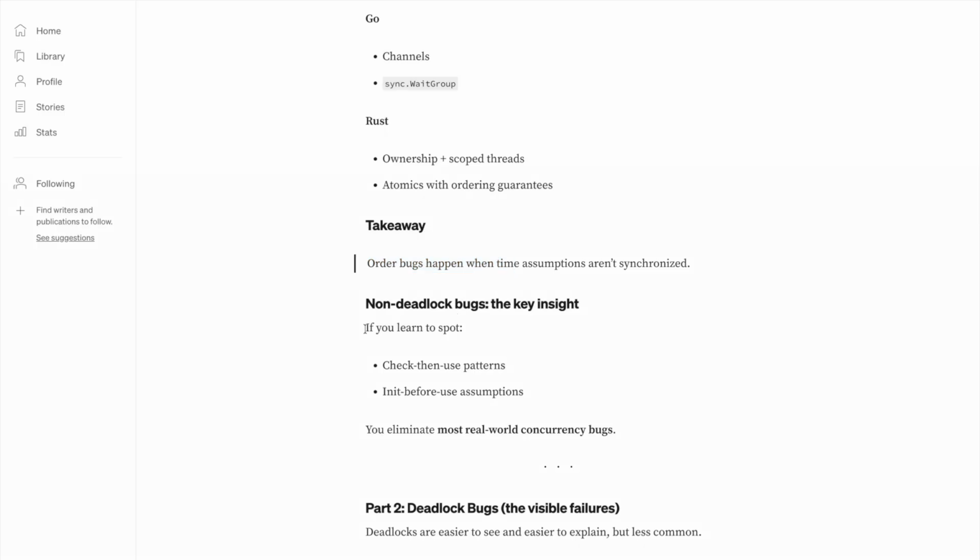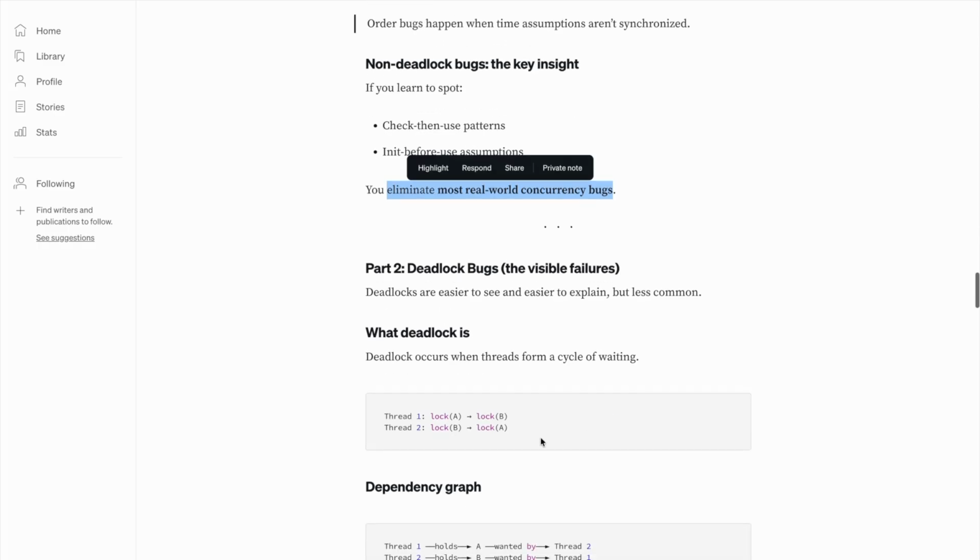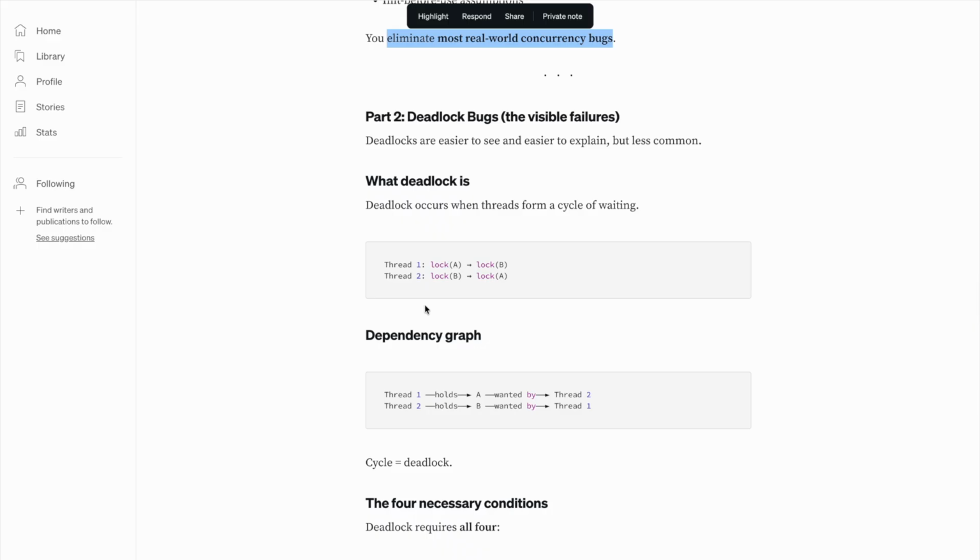So these are all the non-deadlock bugs. The key insight you learn is the check-then-use pattern. The first one that we saw, atomicity, is the check-then-use pattern. The second one is the init-before-use assumption. These two things you should never do. That way you can eliminate most real world concurrency bugs. I just wanted to highlight these two.